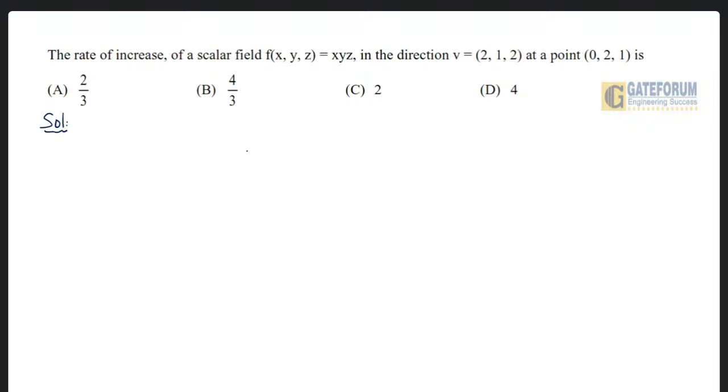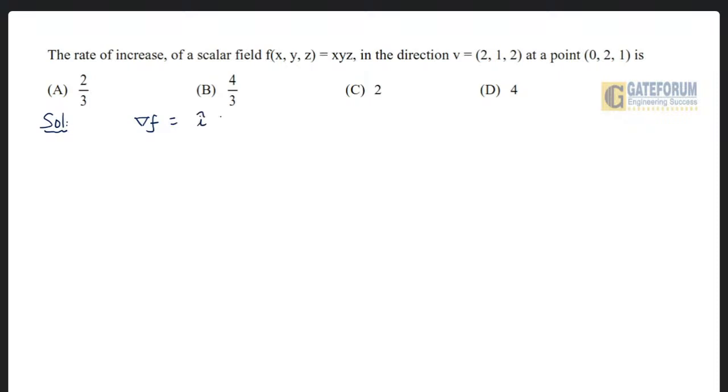Rate of increase of a scalar field in the given direction is always nothing but rate of change of phi in the given direction. Rate means change. So this is the derivative in the given direction. Derivative of f in the given direction, which is also called directional derivative. So first of all, we have to find del f for the given scalar field. f is a function of three variables, so del f is a 3D vector.